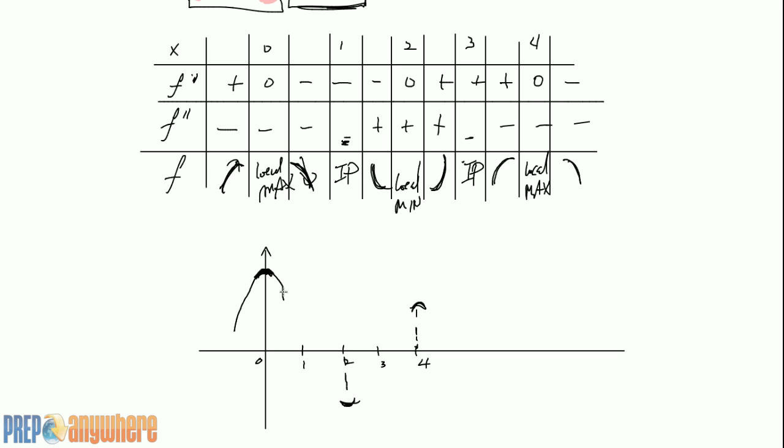At 1 there's an inflection point. So you're supposed to concave down until you hit 1, and then concave up again. At 3 the concavity changes too. You have to change it at 3. So this is an example which satisfies all the conditions that are given.